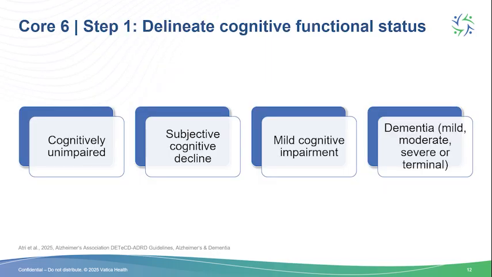Core 6, Step 1 is to delineate cognitive functional status or level of impairment into one of 4 categories: cognitively unimpaired, subjective cognitive decline, mild cognitive impairment, or dementia, and then specify if the dementia is mild, moderate, severe, or terminal. This determination has important implications for the evaluation process and care planning.